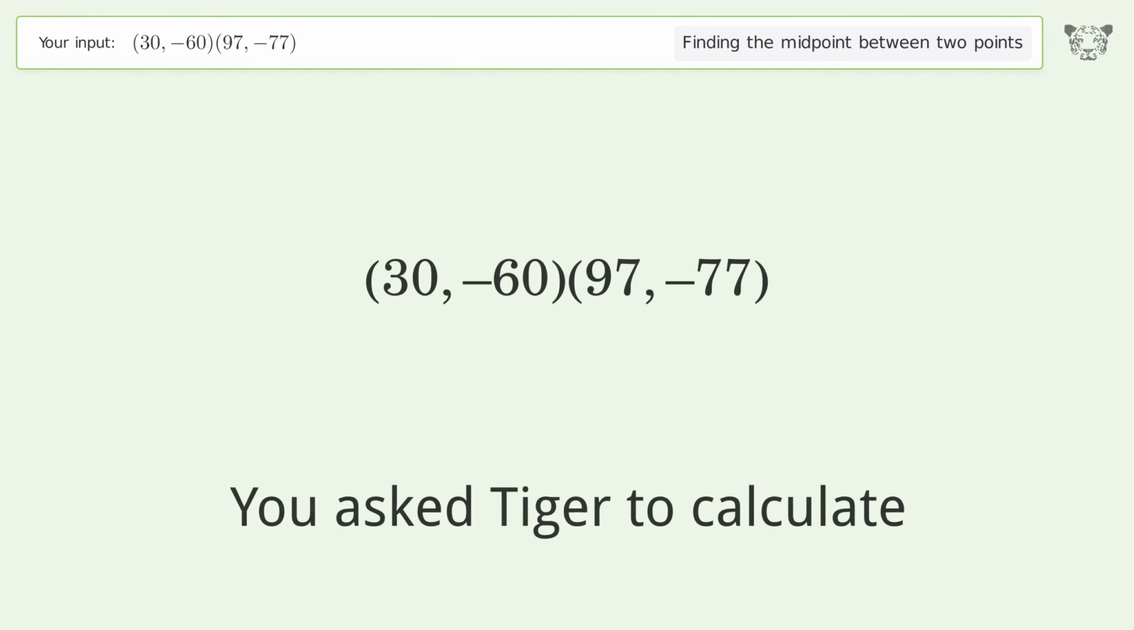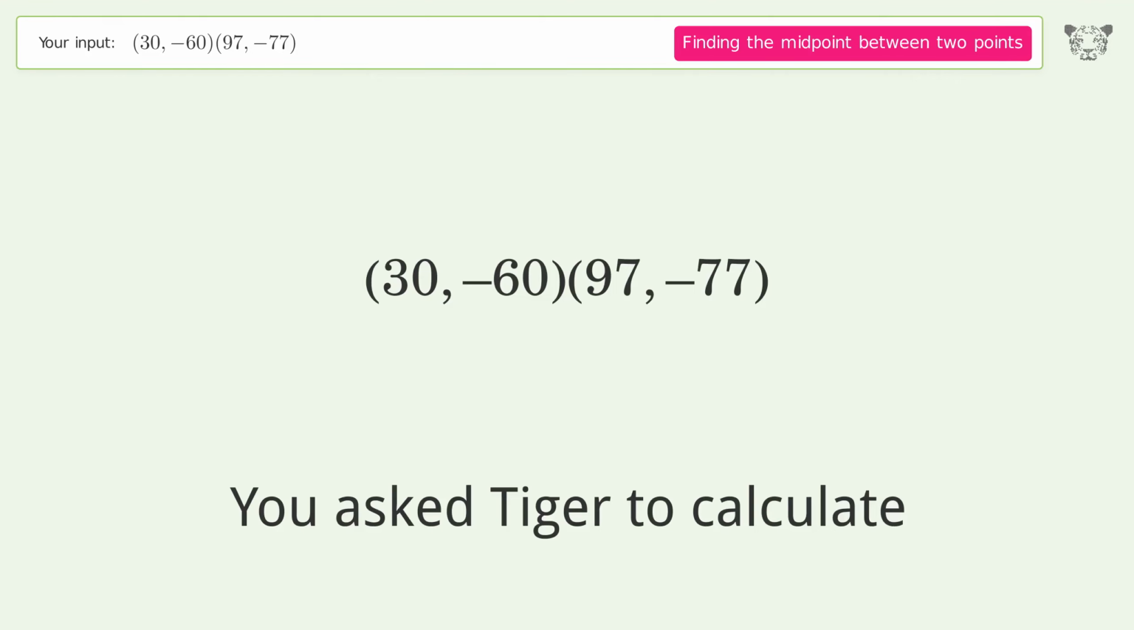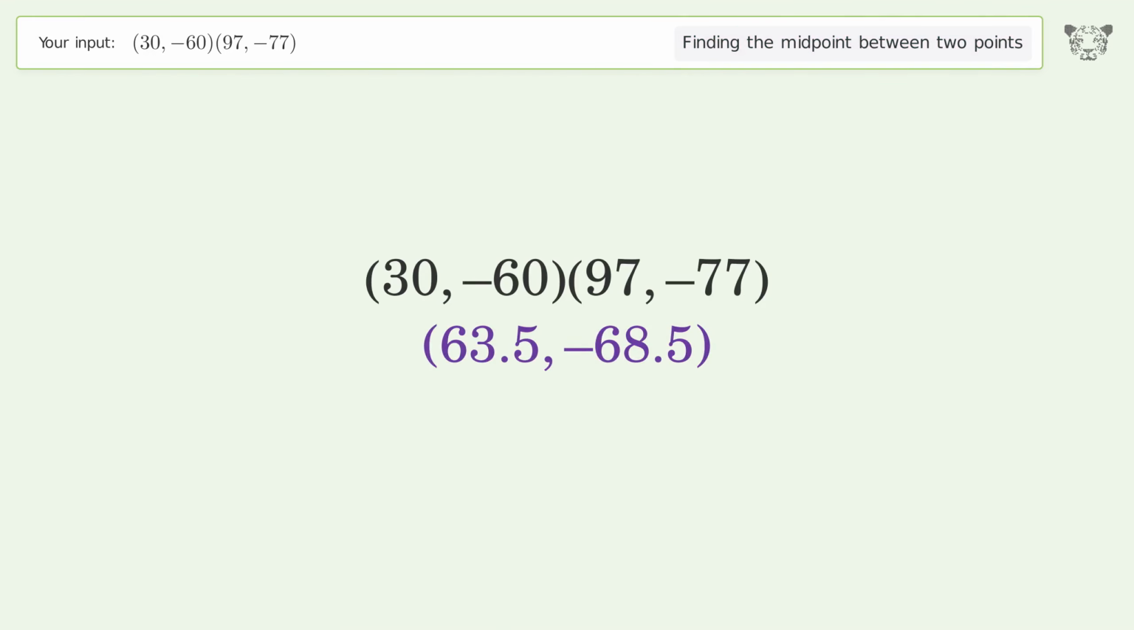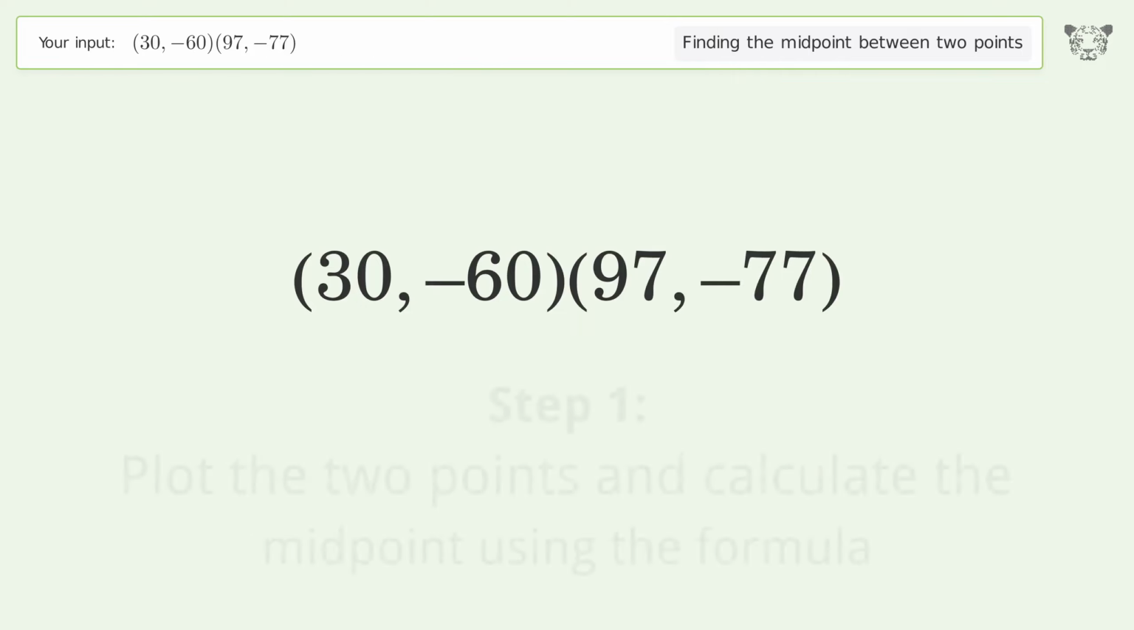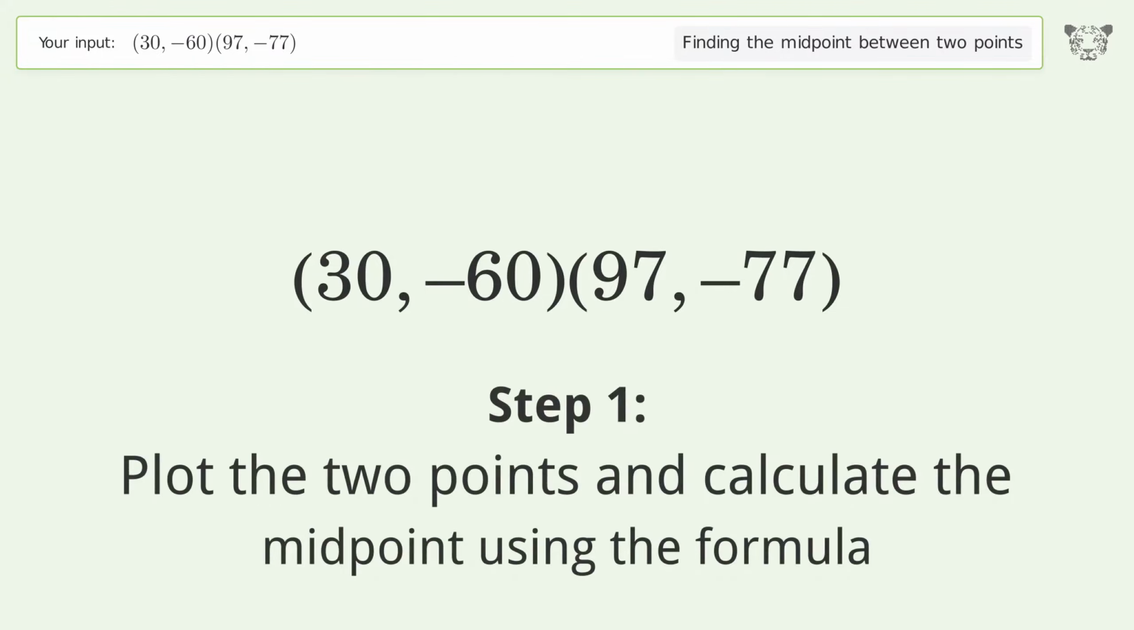You ask Tiger to calculate. This deals with finding the midpoint between 2 points. The midpoint between the 2 points is 63.5, negative 68.5. Let's solve it step by step. Plot the 2 points and calculate the midpoint using the formula.